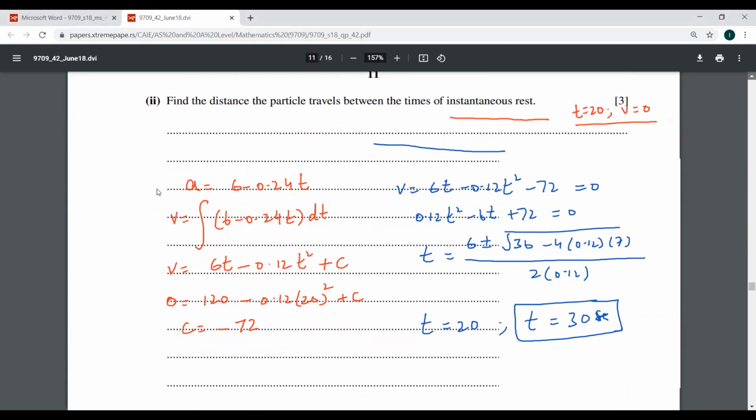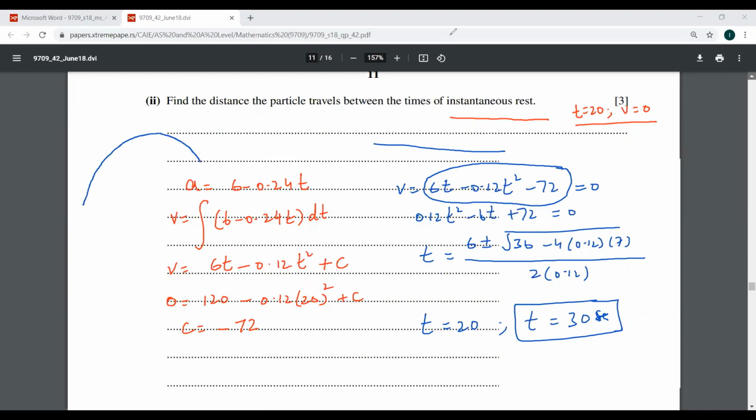It says find the distance the particle travels between the times of instantaneous rest. Okay, I would strongly suggest you guys draw a rough sketch for this. Now, if you look at the equation of this velocity, the original equation, velocity equal to this, would that be an upward curve or a downward quadratic curve? A happy face or a sad face? Sad face, okay? So this would be a sad face.